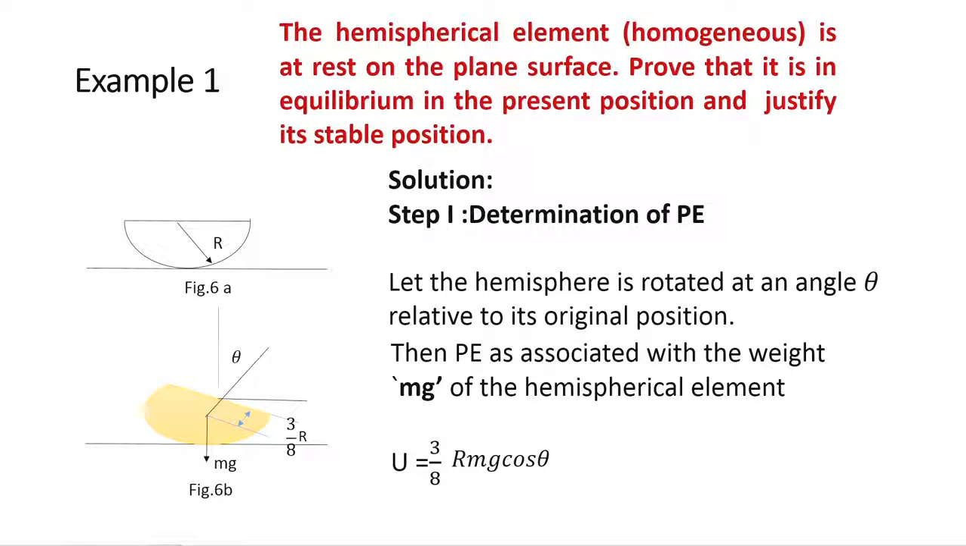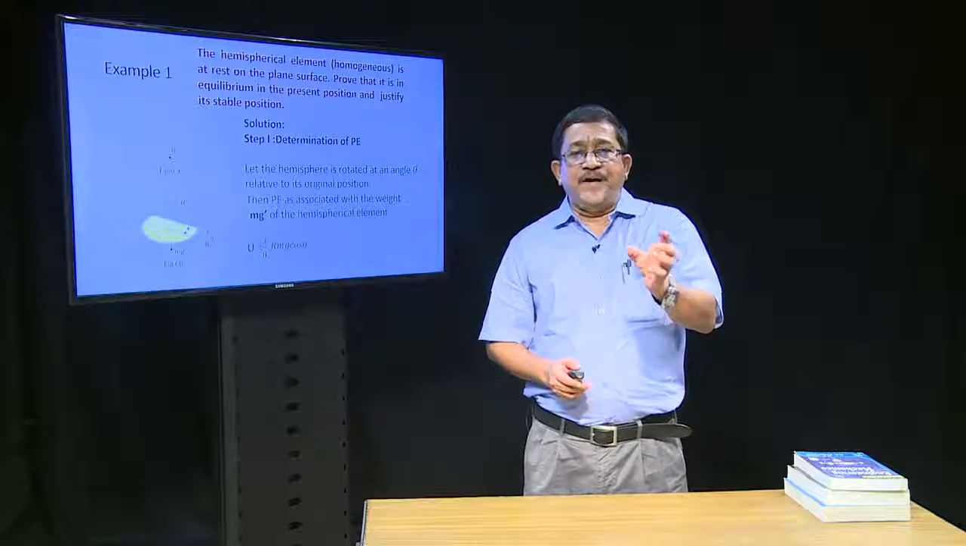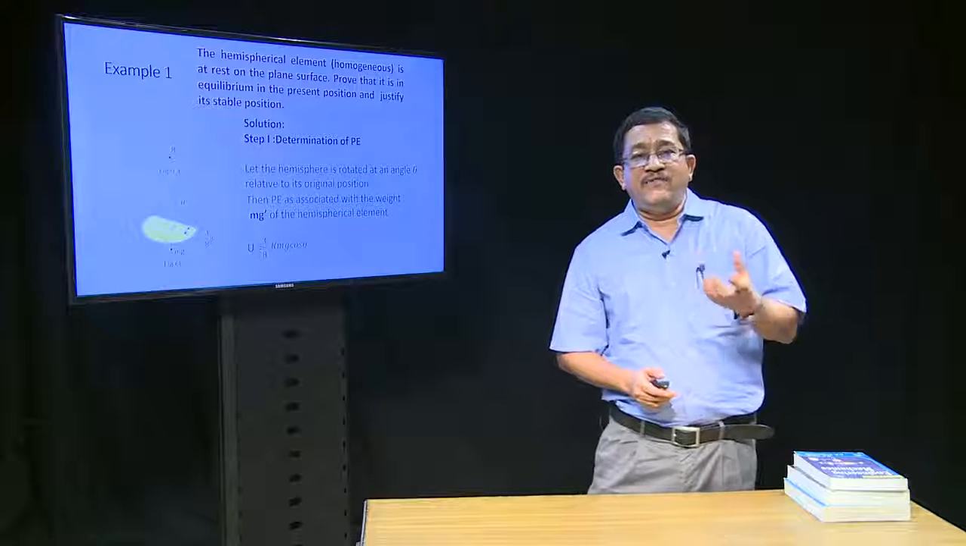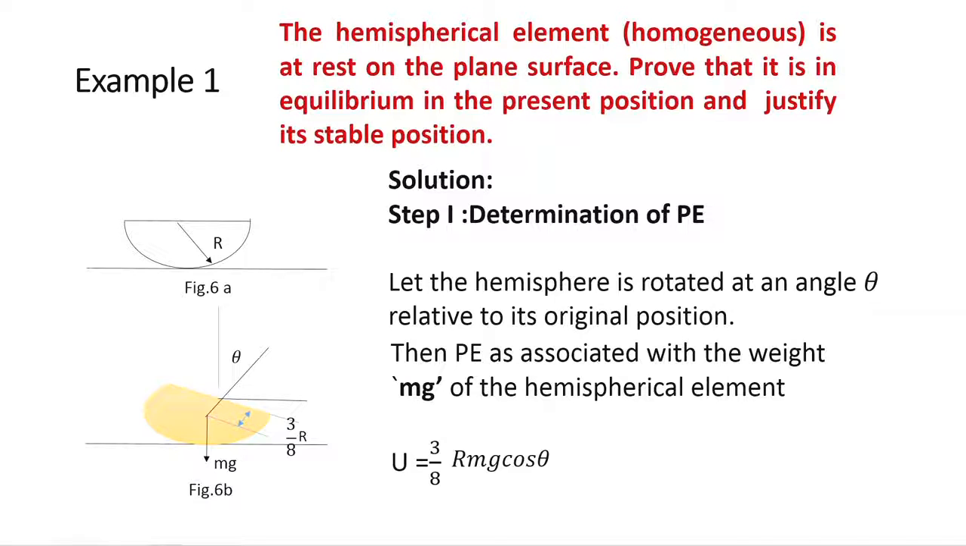Now here in this problem, you see a homogeneous hemispherical element at rest on a plane surface. The problem is to prove that it is in equilibrium in the present position and justify its stable position. First, as I have told you, step number 1 is determination of potential energy. Suppose this hemisphere is rotated by angle theta relative to its original position. Then quite obviously the potential energy associated with the weight of the hemispherical element is U = (3/8) r m g cos theta.